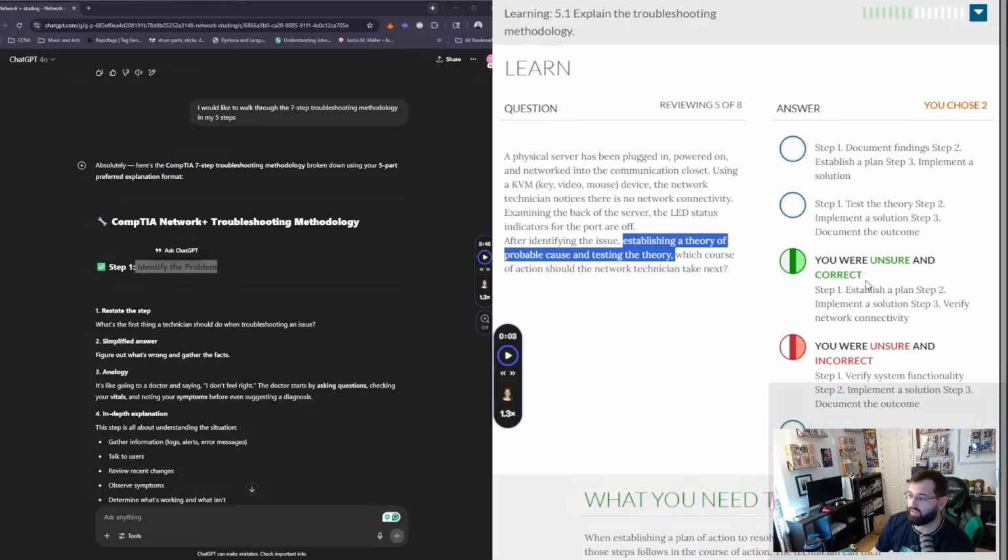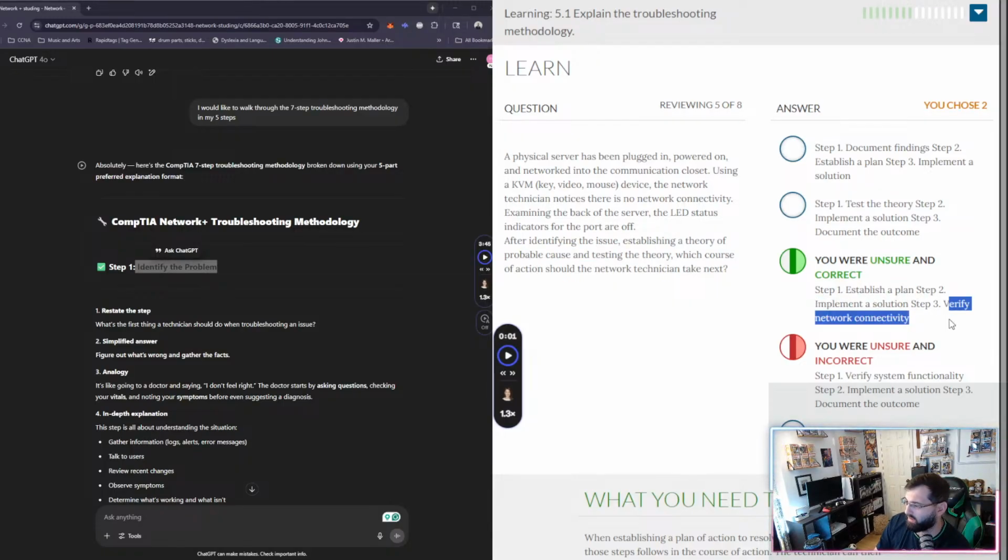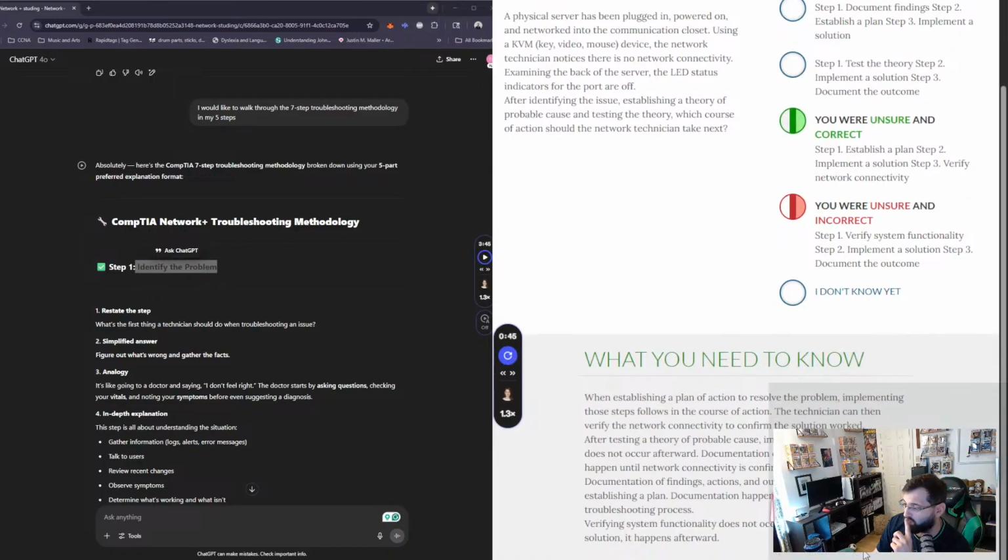So now I need a plan of implementation. I need a plan of doing it. Then after I have the plan, I'm going to implement it, and then I'm going to verify that the connectivity works. After I verify the connectivity works, I'm then going to document my findings. So this makes total sense. We're going to move on.